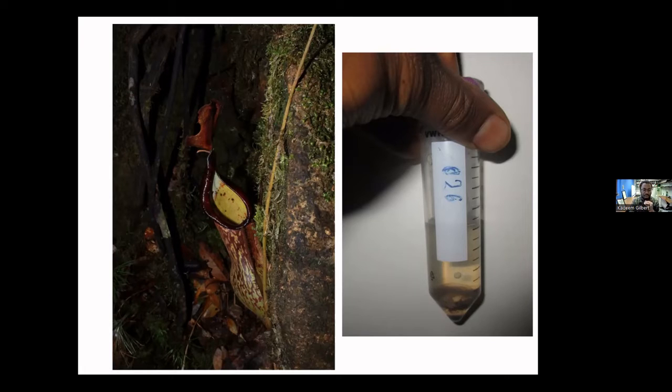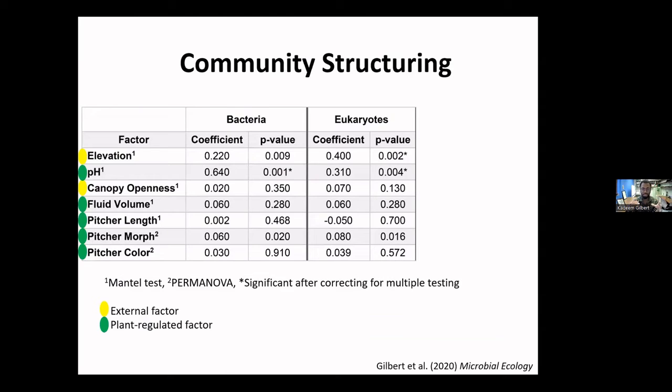But rather than show you those ordination plots like I did before, I'm going to run through just results of this test of significance for these different variables that we measured here. So what we found is that out of all of these factors, for bacteria, pH is really the only thing that's significant in structuring them. So elevation has some effect, but it's nowhere near as strong as pH for bacteria. On the other hand, both elevation and pH are important for the eukaryotes.